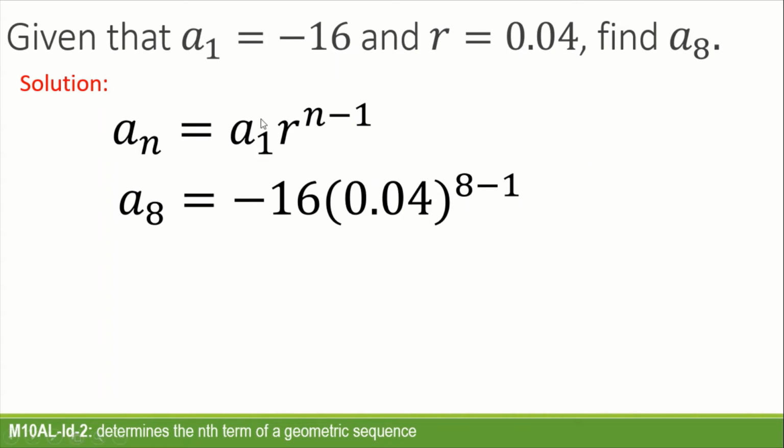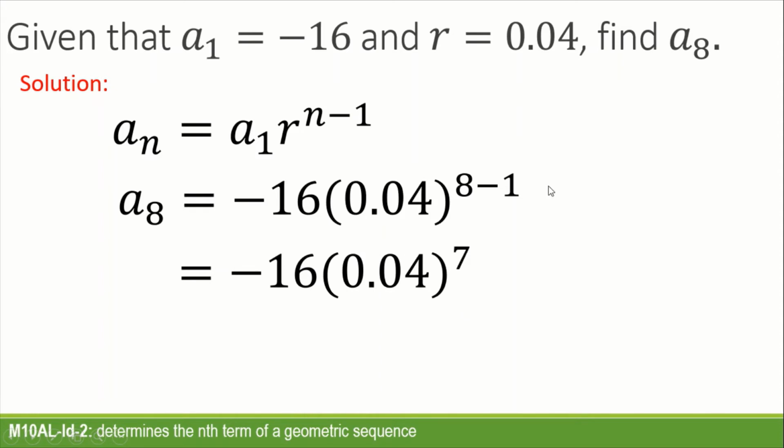general term. So, a sub 1 is negative 16. The first term is negative 16. The common ratio is 0.04. At ang n natin ay 8 kasi pang 8th term yung hinahanap natin. Simplify natin ang exponent. So, we have 8 minus 1 is 7. So, ano ba ang 0.04 raised to the 7th power?